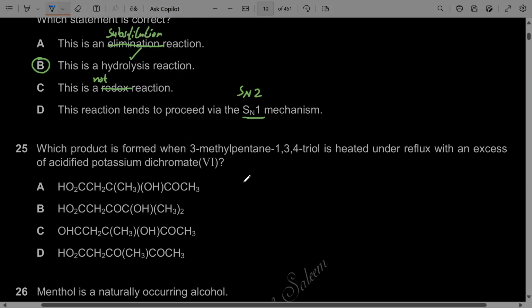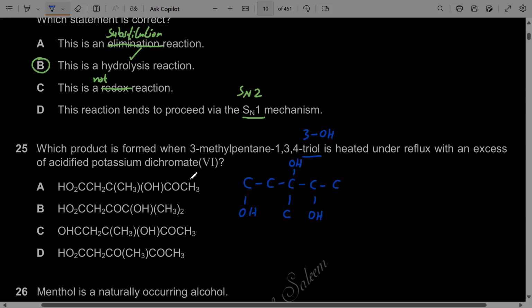I have 5 carbon atoms, 1, 2, 3, 4, 5. Then I need to indicate the presence of the methyl group, which is on position number 3. It could be from left to right or right to left. Both will give you the same. So methyl group on the third carbon atom. And then I need to indicate the position of the triol, which means having 3 hydroxyl groups. Now at which position? At position number 1, at position number 3, and then at position number 4.